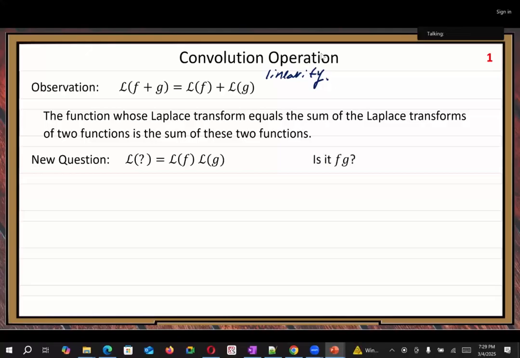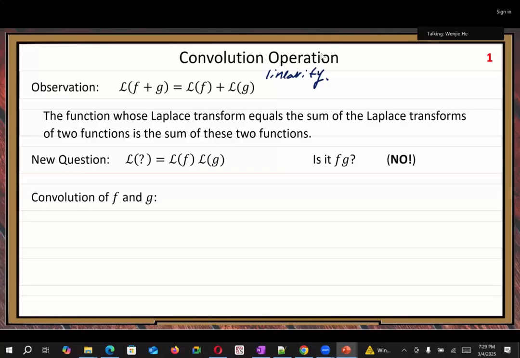First, people want to see if it's a product of f and g. But usually not, right? Usually not. But first, it's very easy to verify. It's not that.